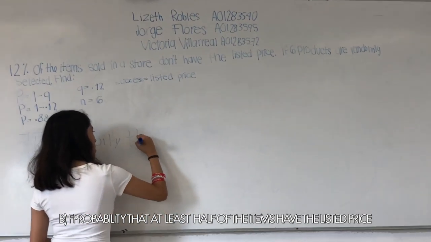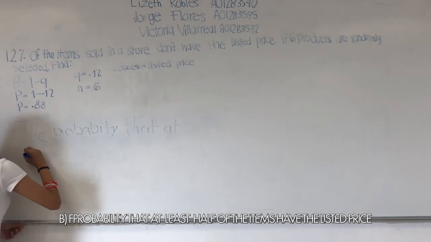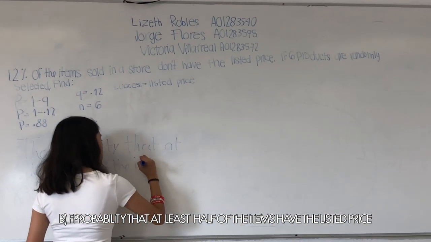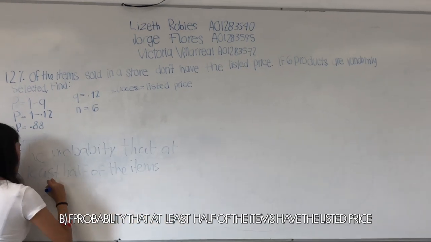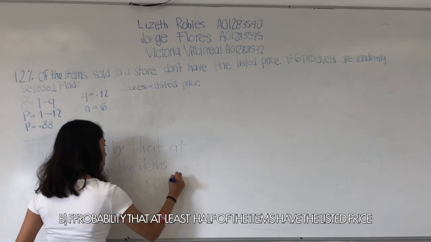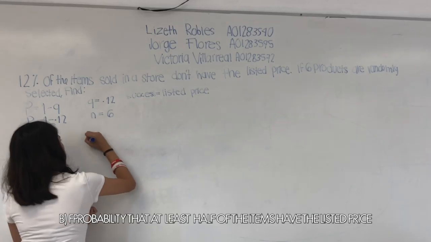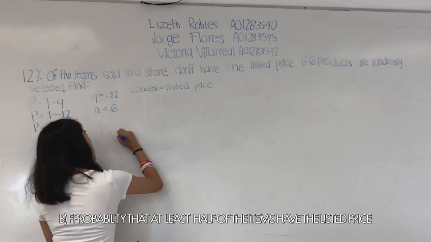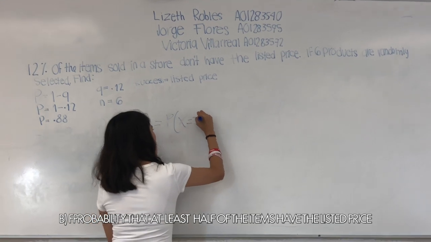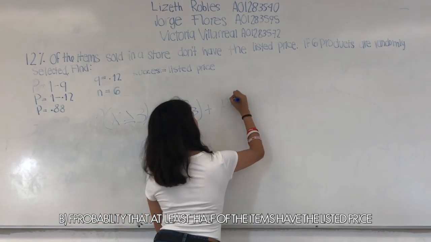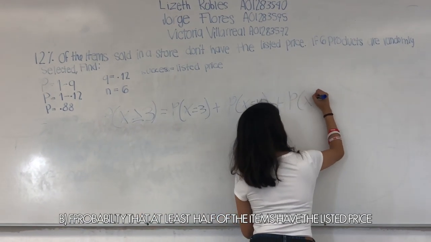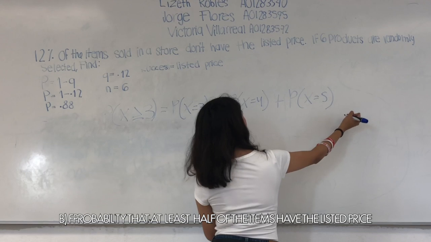The probability that at least half of the items have the listed price. For this problem, we need to calculate the success of half of the items. At least refers from 3 to 6 items. So we are going to write P that x is greater or equal than 3 plus P that x is greater or equal than 4 plus the probability that x is greater or equal than 5 plus the probability that x is greater or equal than 6. And use the same formula that we used in the last problem.